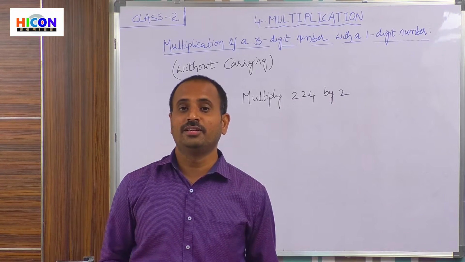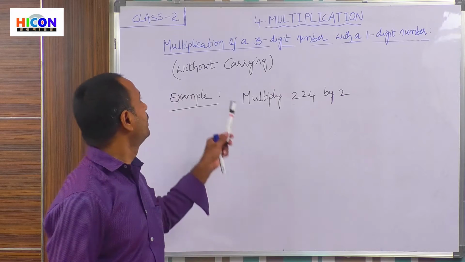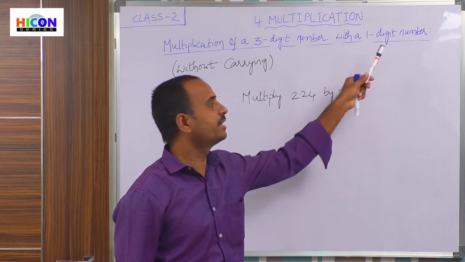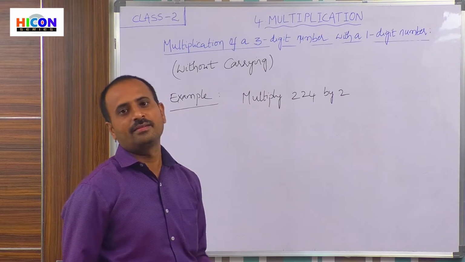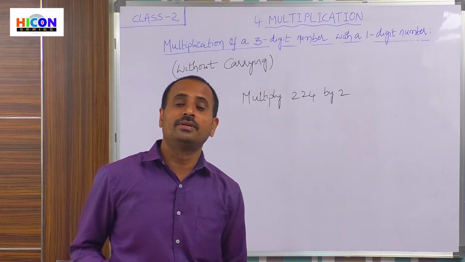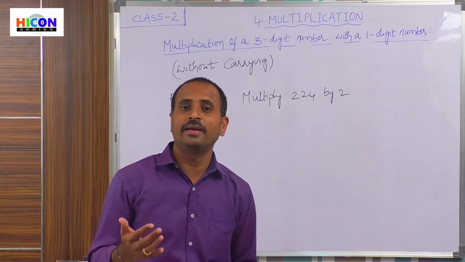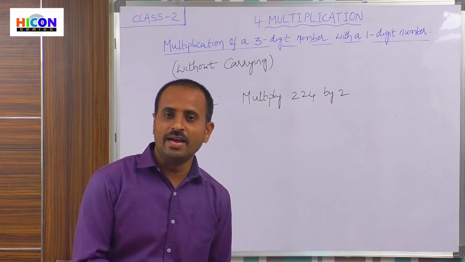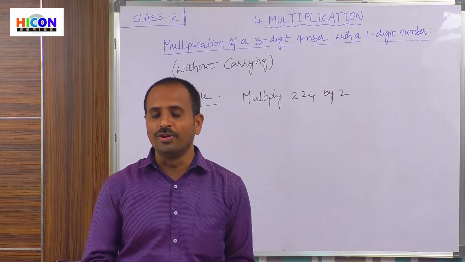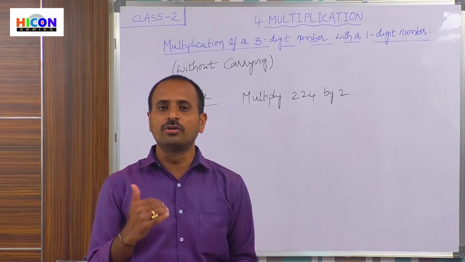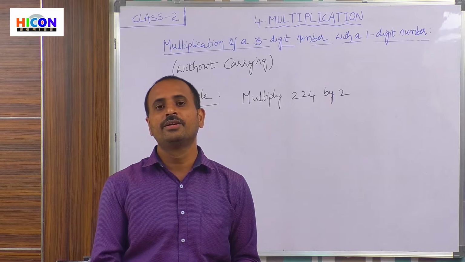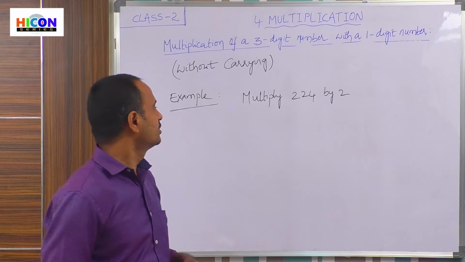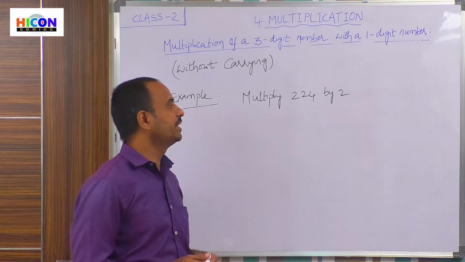The next topic in this chapter is multiplication of a 3-digit number with a 1-digit number without carrying. Up to now we have discussed how to multiply a 2-digit number with a 1-digit number with carrying and without carrying. Now we are going to learn how to multiply a 3-digit number with a 1-digit number without carrying. So children, let us see an example here.